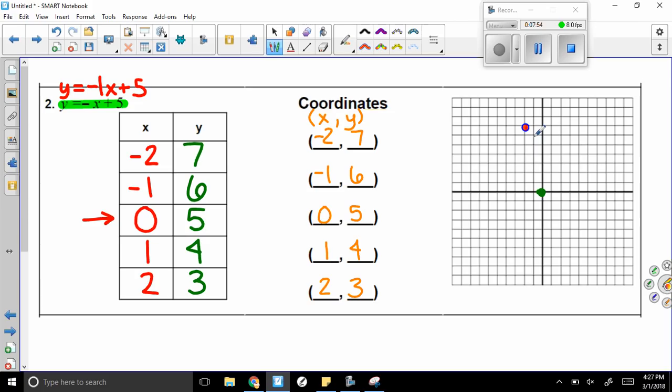Negative 1, 6 is going to be 1 below that. 0, 5. And I'm starting to see my pattern here as I go. And then the point 2, 3. And once I have all of my coordinates mapped or graphed on that coordinate plane, then I'm going to go ahead and take that line, and as best as I can, I'm going to connect them. And as we get the hang of graphing, it goes a lot quicker. Just remember that x needs to go first on the x-axis.